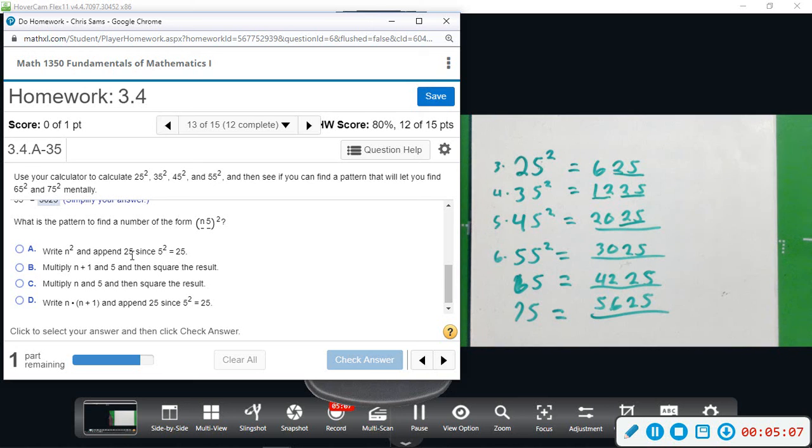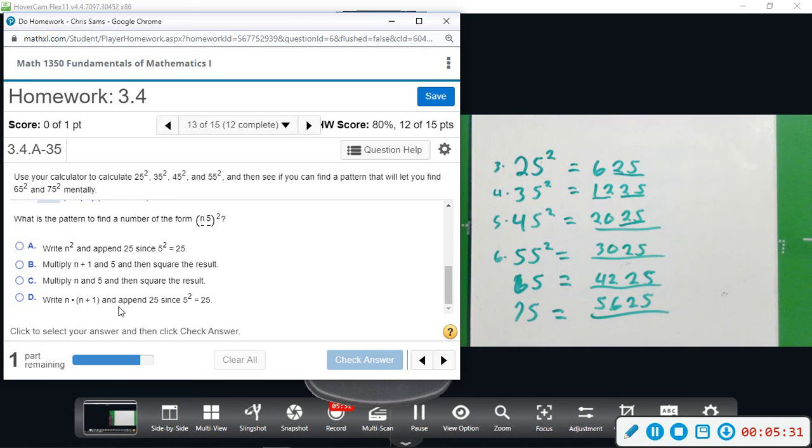So the pattern that we're noticing is we're going to multiply n times n plus 1, n being the number out front, which is showing you here. And that gives us the function.